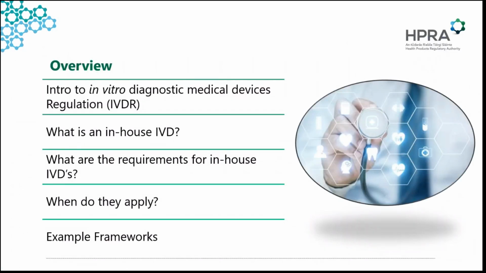So just to give a bit of an overview of what I'm going to talk about today, I'll start off by giving a bit of background as to how we got to the IVDR and why these changes are coming in. Then I'll talk about what is an in-house IVD, how do you go about making one, and what the definitions are around that. Then I'm going to spend a large amount of time talking about the requirements for in-house IVDs that are in place or coming into place under the regulation. I'll talk about when they apply and then give some practical considerations about how you may go about trying to reach compliance with the regulation.